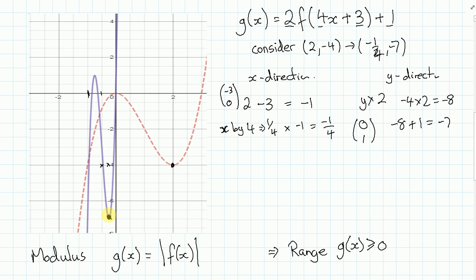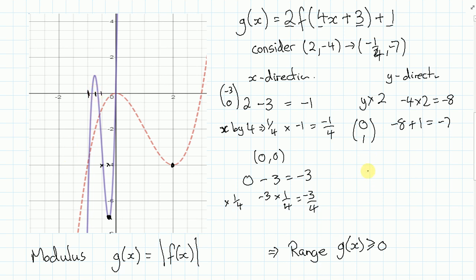Quickly we'll do the other one. Let's see what happens to 0, 0. So 0, 0. We first do 0 minus 3 is minus 3. Then scale it by a quarter. So minus 3 times a quarter is minus 3 quarters. Which gives us this point here.